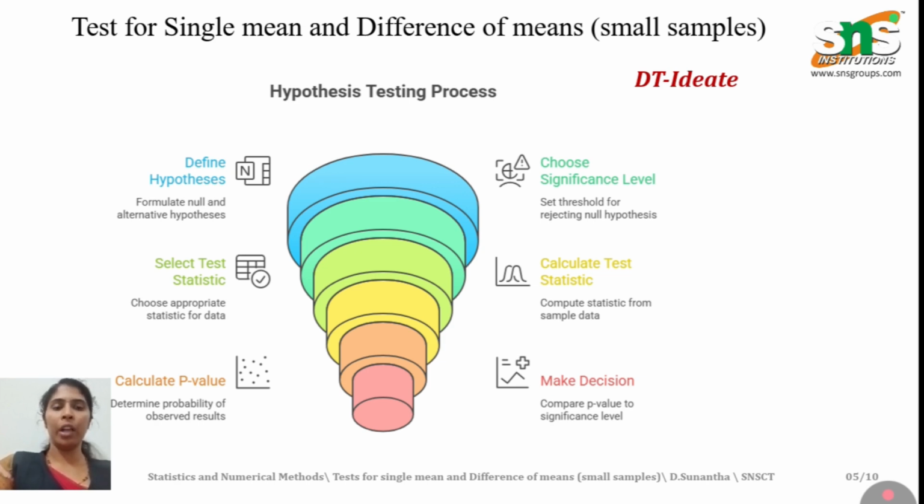Next is to calculate the degrees of freedom, using n minus 1 for a single mean and n1 plus n2 minus 2 for the difference of means. Next is to make a decision based on the critical value, which is taken with the help of the level of significance and degrees of freedom. If the test statistic value is the greater, then we reject the null hypothesis. If the critical value is the greater, then we accept the null hypothesis.